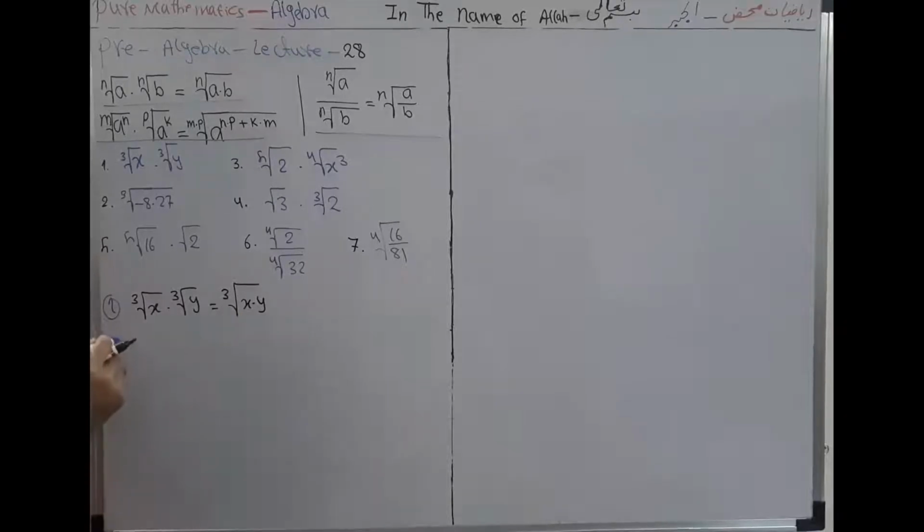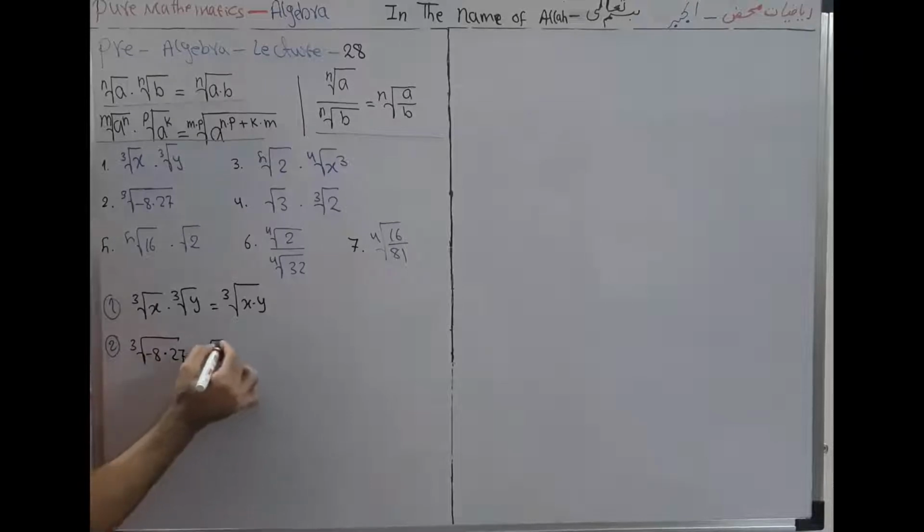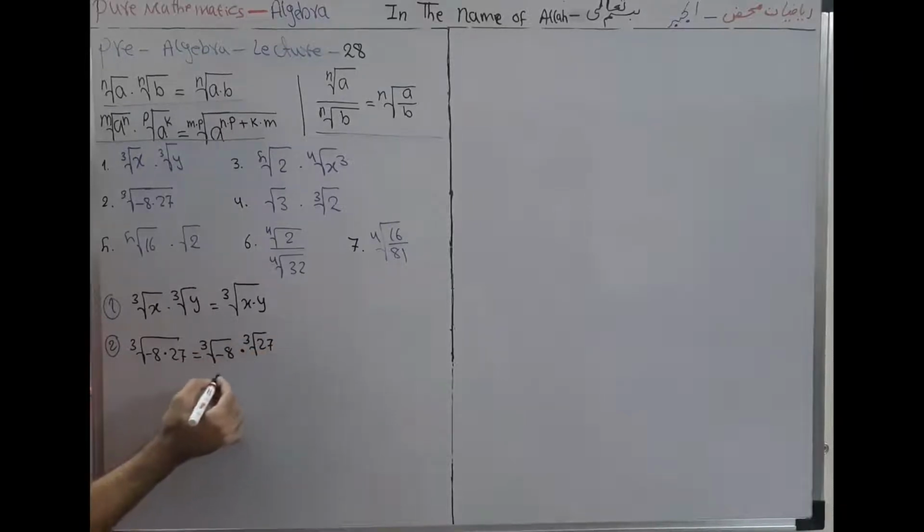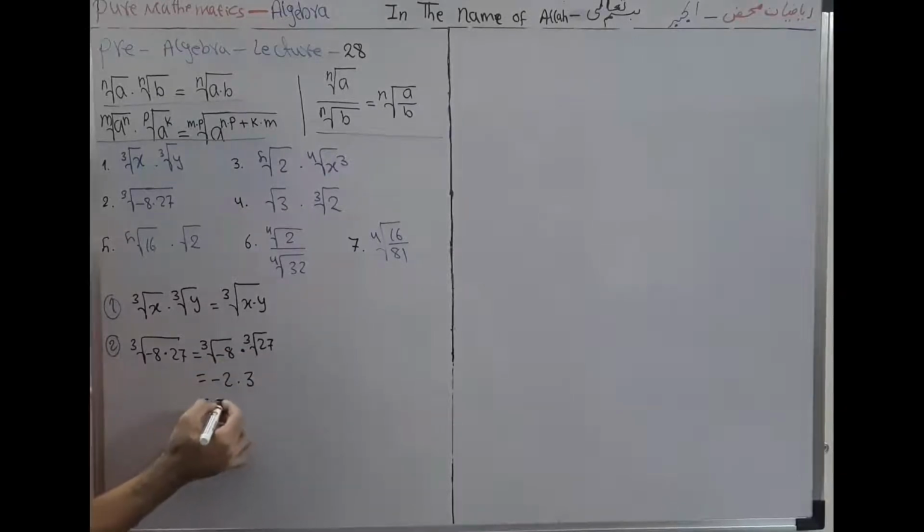Second question, we have the third root of minus 8 multiplied by 27. It is equal to, we can write separately, the third root of minus 8 multiplied by the third root of 27. It is equal to minus 2 times 3. The third root of minus 8 is minus 2 multiplied by the third root of 27, which is 3. It is equal to minus 6.